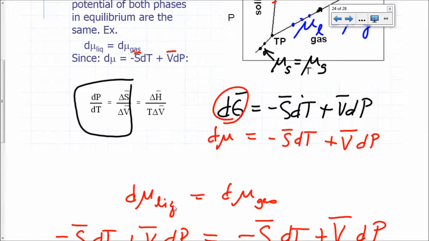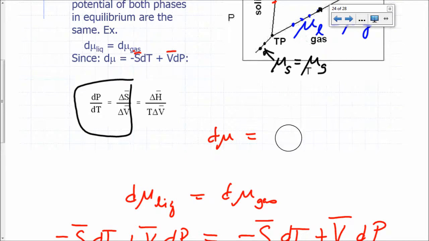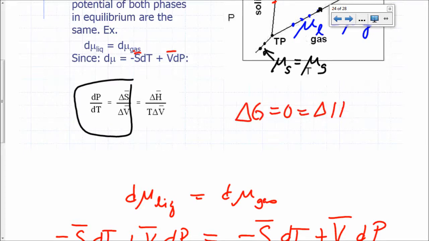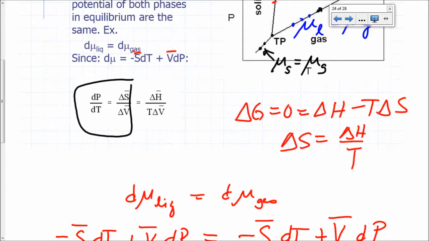Now, since at each and every point on these curves you have equilibrium, that means delta G is equal to 0, which is equal to delta H minus T delta S. So delta S can also be written as delta H over T. So you can also write your Clapeyron equation, instead of delta S, by replacing delta S with delta H over T, so dP/dT equals delta H over T delta V.